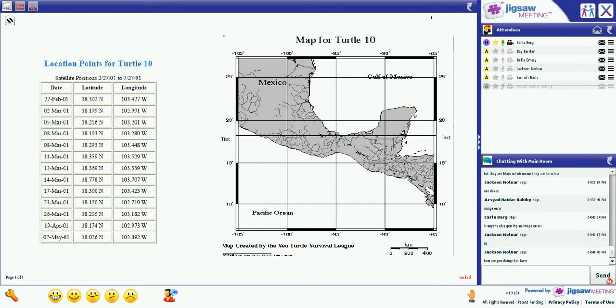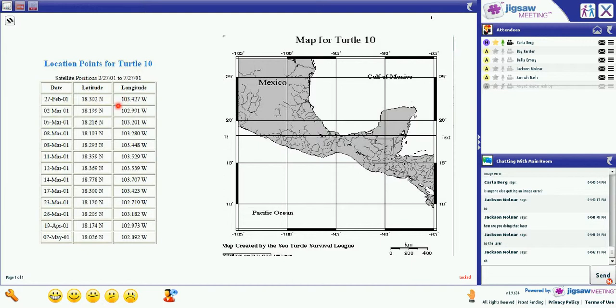How am I doing what, Jackson? How am I writing on here? I'm using the text feature. It doesn't seem to be cooperating right now. Oh, only I have a laser pointer. You don't have a laser pointer. Only me. So this is about 18 degrees.